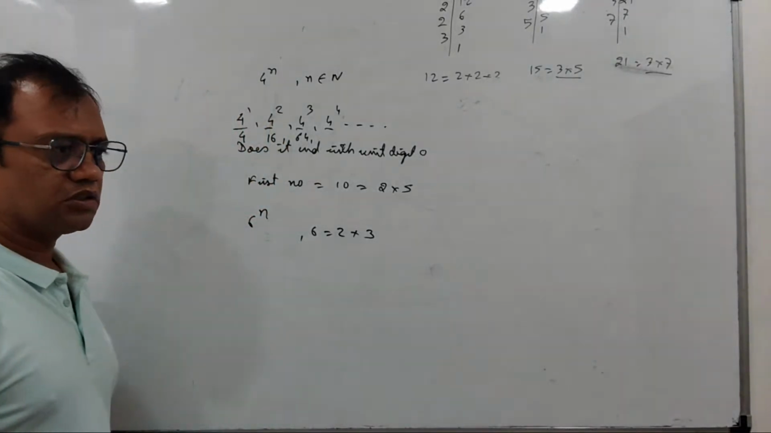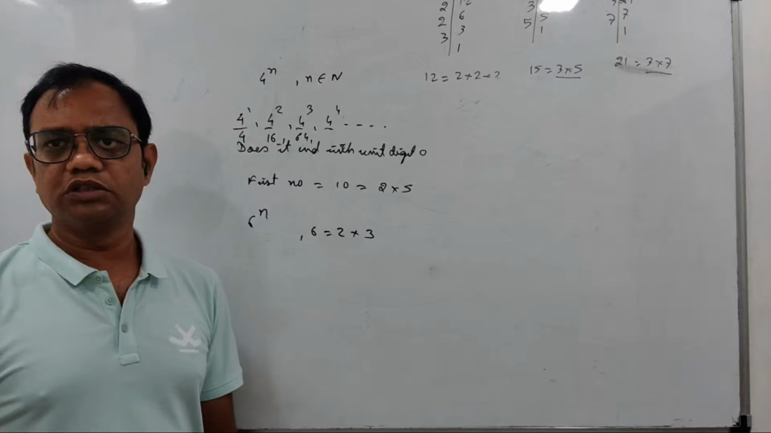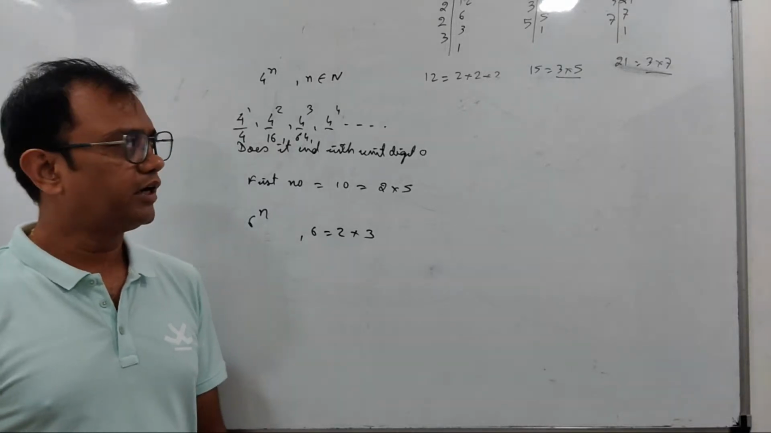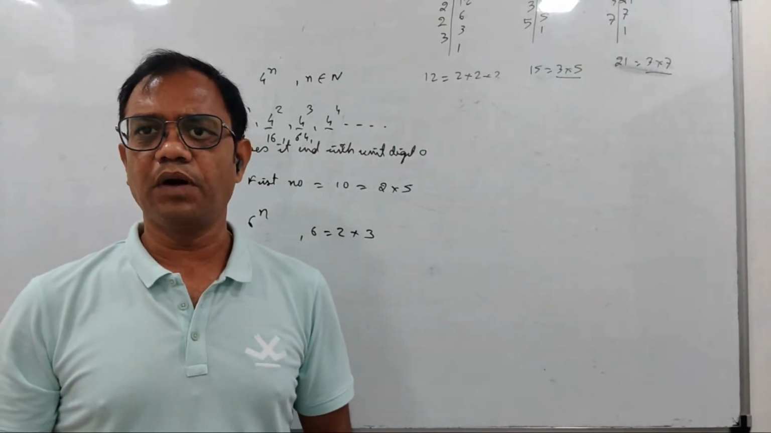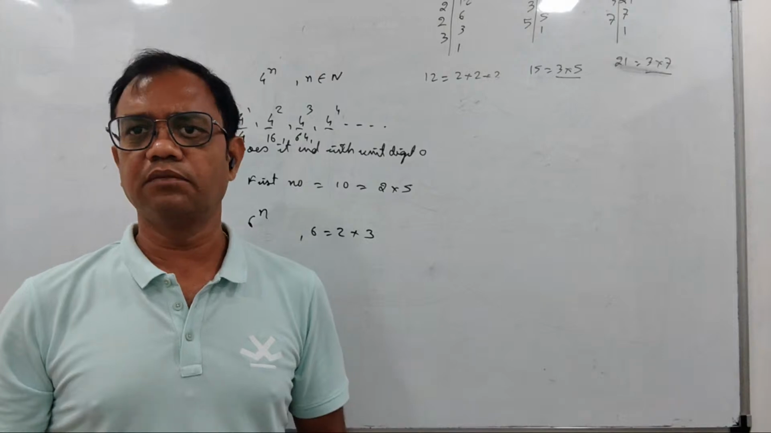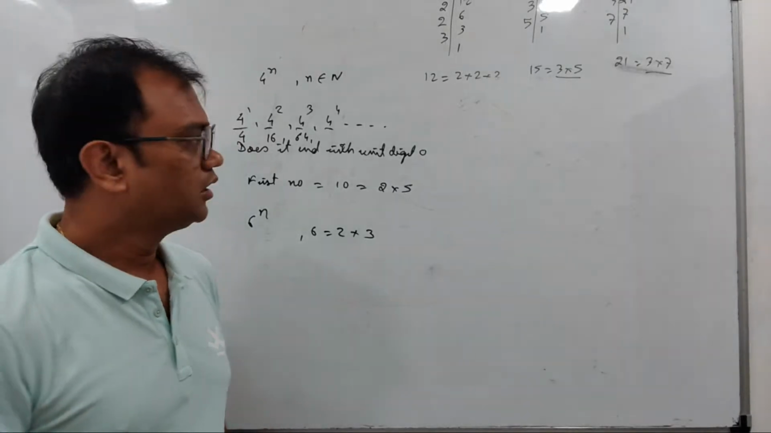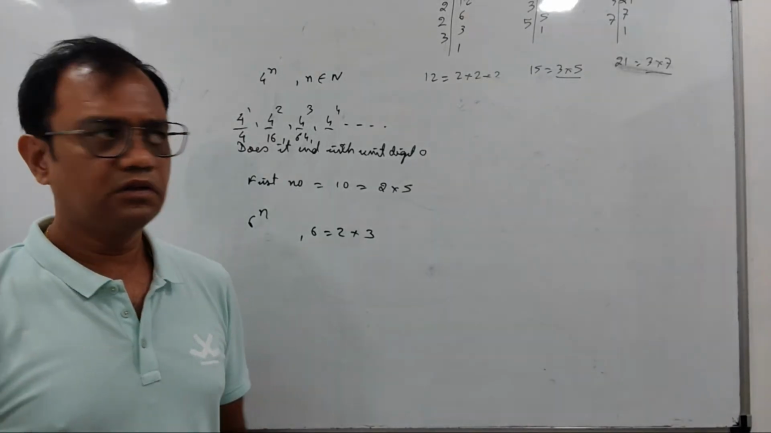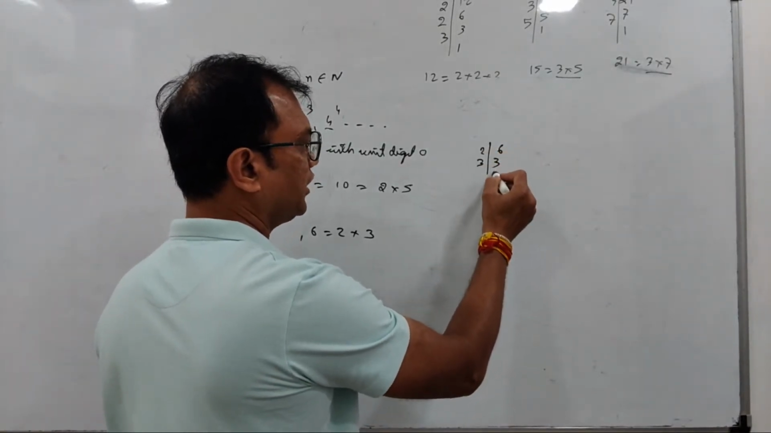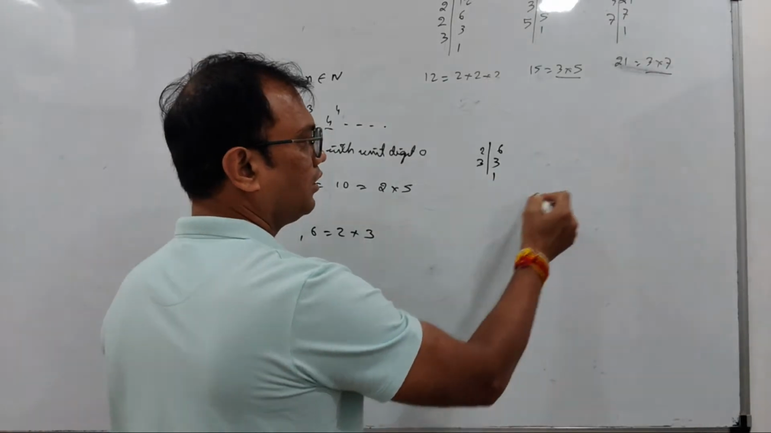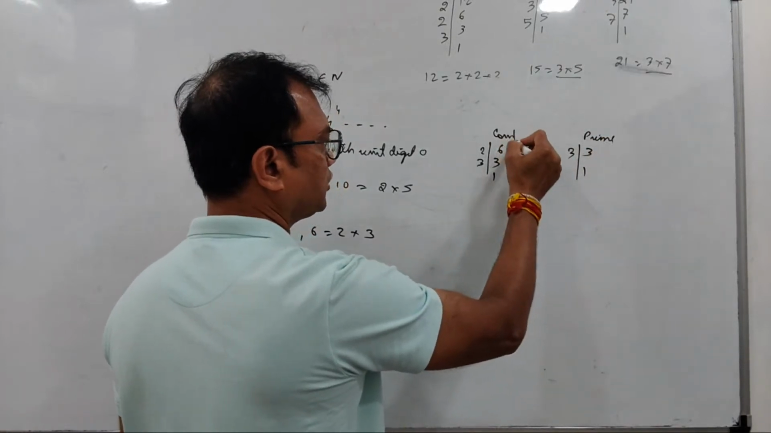Then next question: how can we prove that any number is a composite number? I told you the concept of a composite number, that it has any other factor apart from 1 and itself. If it has any other factor apart from 1 and itself, then it is a composite number, meaning it is not prime. A prime number has factors only 1 and itself. So suppose I tell you 6 is a composite number because it has factors 2 and 3 as well. But 3 has factors 3 and 1, so this is prime, whereas this is composite.